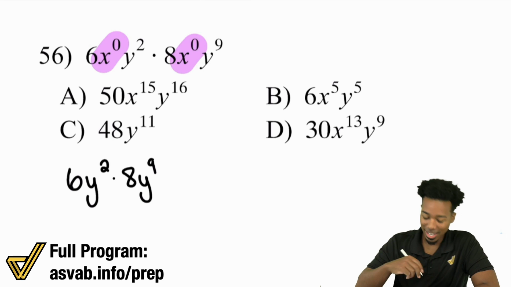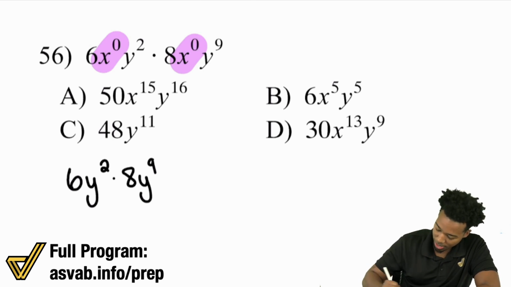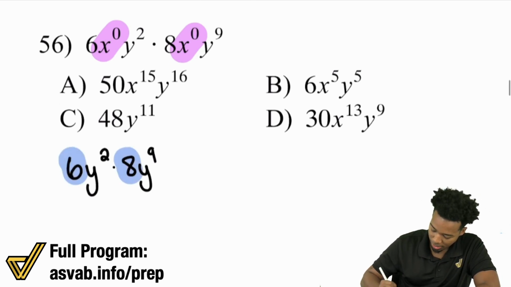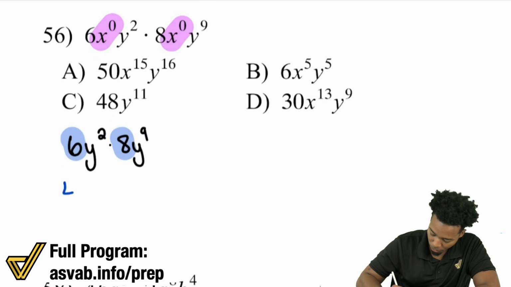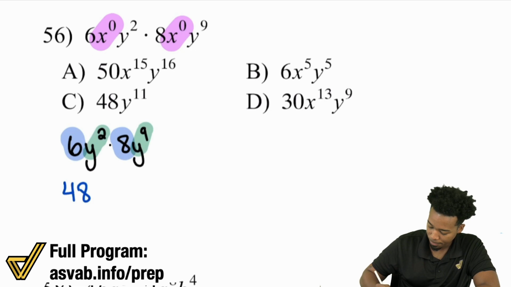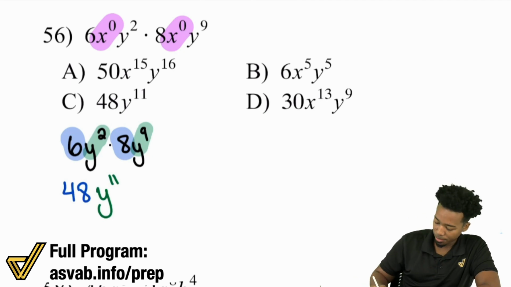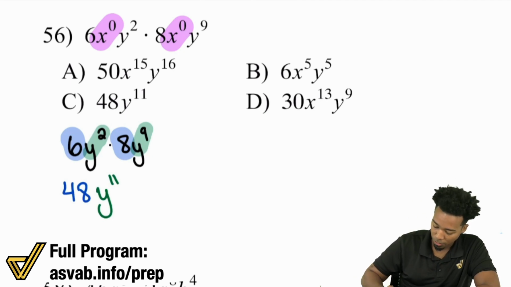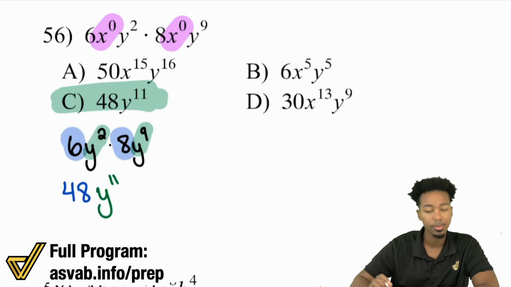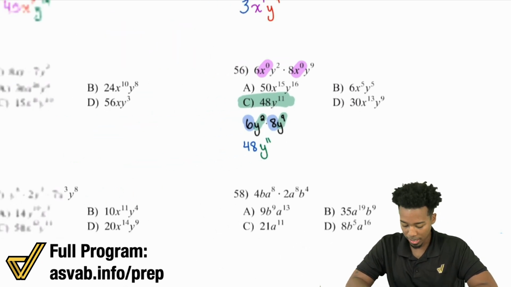Cool. So with that, here we go. We have 6 times 8. And that's going to go ahead and give us 48. And then we see that we have y squared and y to the power of 9. And that's going to be y to the power of 11 because 2 plus 9 is 11. And there we have it. All set there. Our final answer should be 48y to the power of 11. And we're good. So let's see if we can find another crazy one.